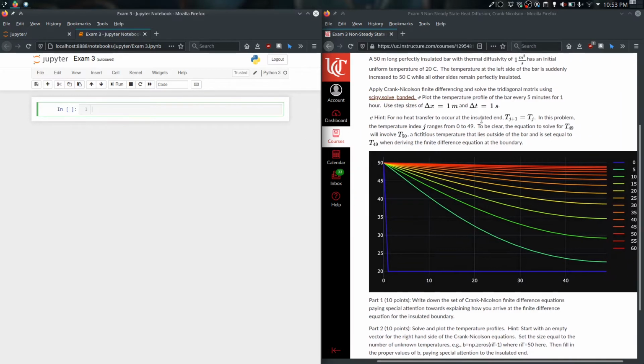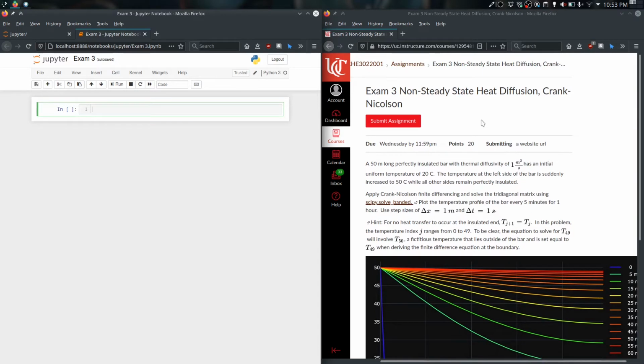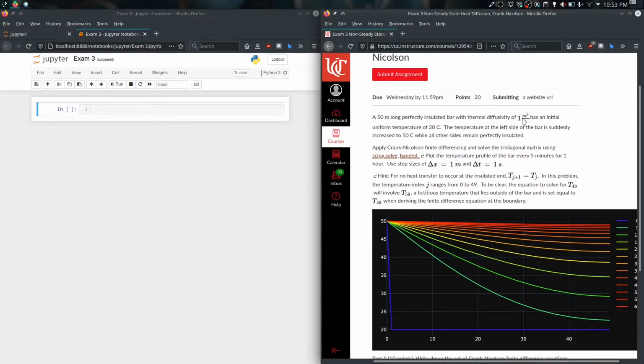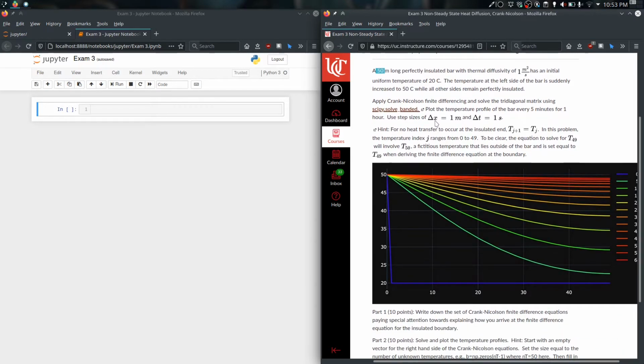So, very familiar with this problem. We just talked about it. Now I have actual numbers, so our permittivity, or the alpha, is 1. We're given the initial conditions: the entire bar, except that left end, is at 20C, and the left end is at 50. This bar is 50 meters long. We have some parameters here, so our delta x is 1 meter, delta t is 1 second.